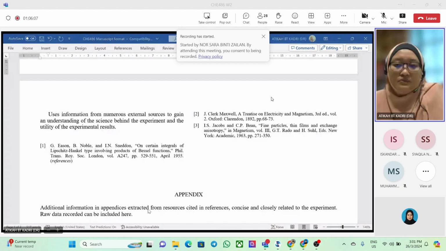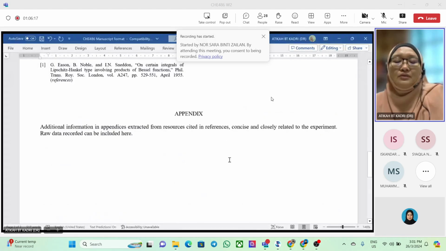Okay. Right. So the final bit is about the appendix. Again, the appendix will be the raw data. I'm sure you have raw data because every experiment must have raw data. Or in case you need to add some supplementary or supporting data, you should have it in the appendix.